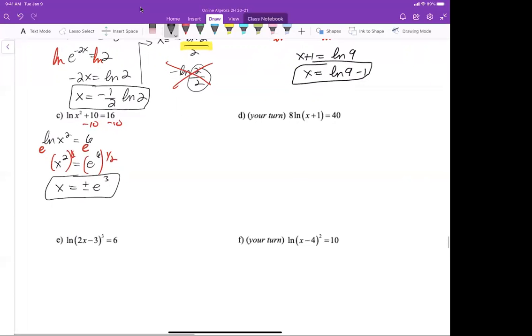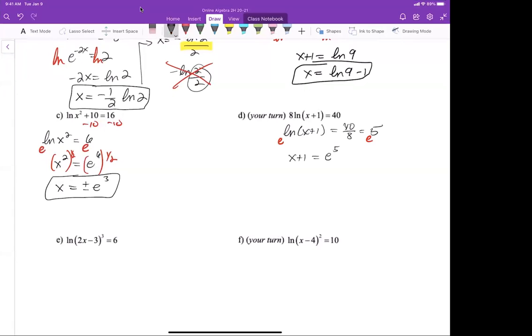Okay, D, let's see if you get the right answer. Welcome back. First thing I need to do is undo this multiplication of 8 by dividing 8 out from both sides. I get ln of x plus 1 is equal to 40 divided by 8, which is the same as 5. Now, how do I undo a natural log? Well, I take that entire left-hand side, I raise e to that power, the same with the right-hand side. I have essentially undone the natural log. So now I have x plus 1 is equal to e to the 5th power.